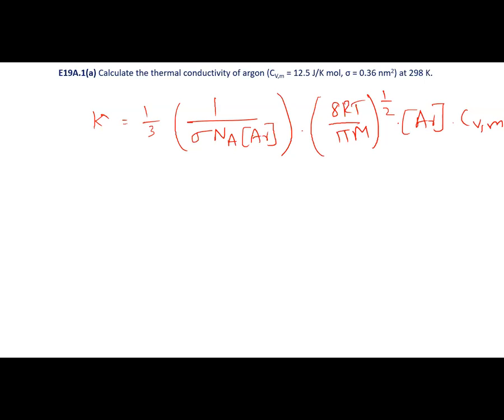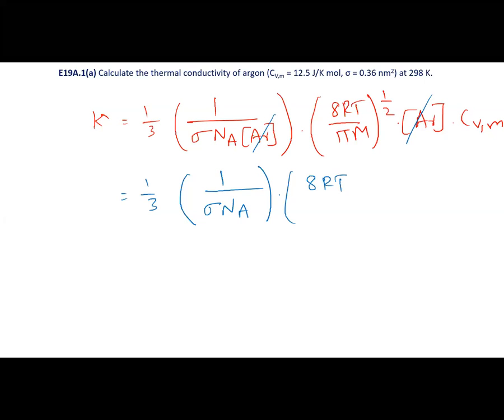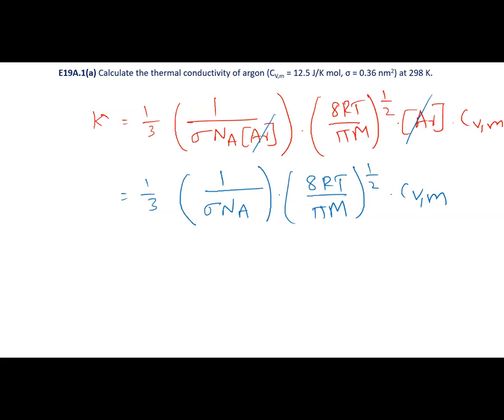We still have another argon term from the above and CVM. Again, we have a common term here which we can cancel. So this argon and this argon get cancelled, and the equation is going to be 1 over 3 times 1 over sigma Na, 8RT over pi m to the power half, CVM.